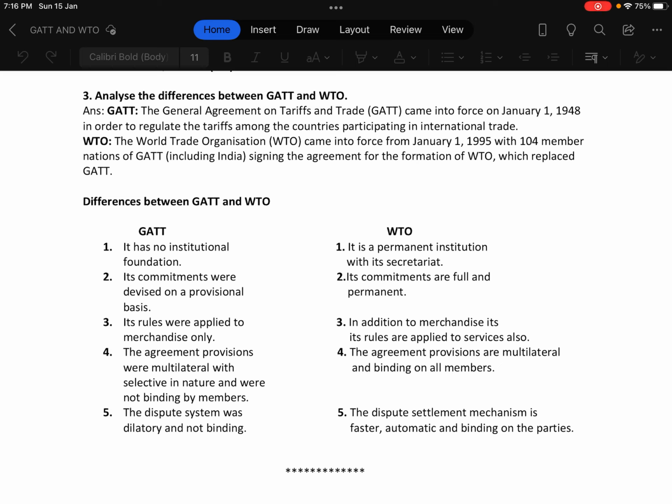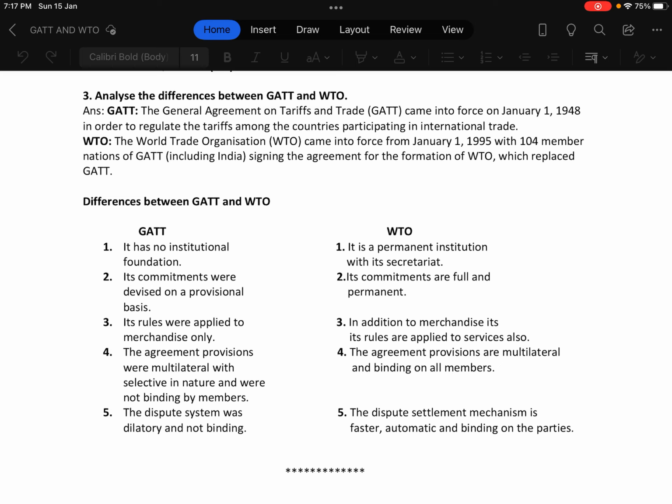Okay. And the third one, its rules were applied to merchandise only, that is goods. GATT was originally formed to address issues related to international trade of goods only between the countries. So whatever the rules framed under GATT were related to only merchandise, that is only goods. But as far as the World Trade Organization is concerned, in addition to merchandise, its rules are applied to services also. Okay, so goods and services both are taken into consideration.